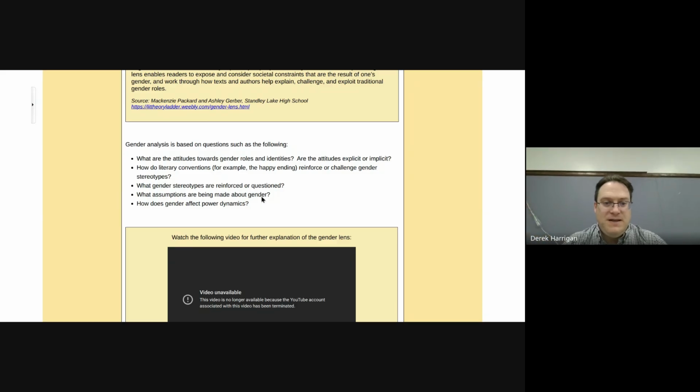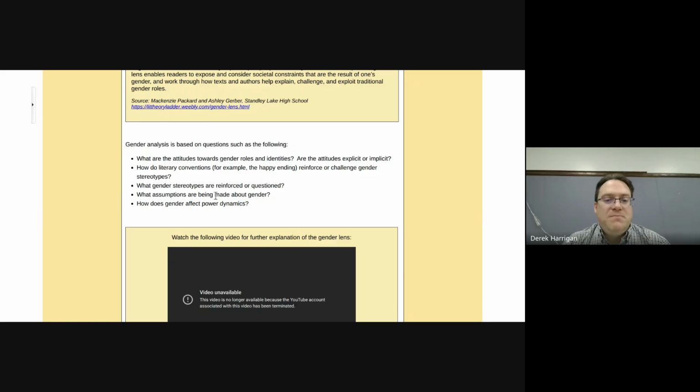Some things you can ask yourself when you're analyzing a movie or a story from the gender lens are, what are the attitudes towards gender roles and identities in the story? Are these attitudes explicit or implicit? Do literary conventions, for example, the happy ending, reinforce or challenge gender stereotypes? What gender stereotypes are reinforced or questioned, which is kind of similar there. So are they reinforcing gender stereotypes in the story, or are they questioning them, or are they turning them on their head and completely reversing gender stereotypes?